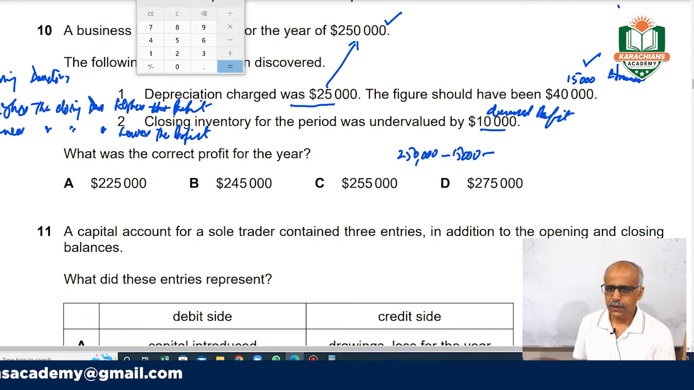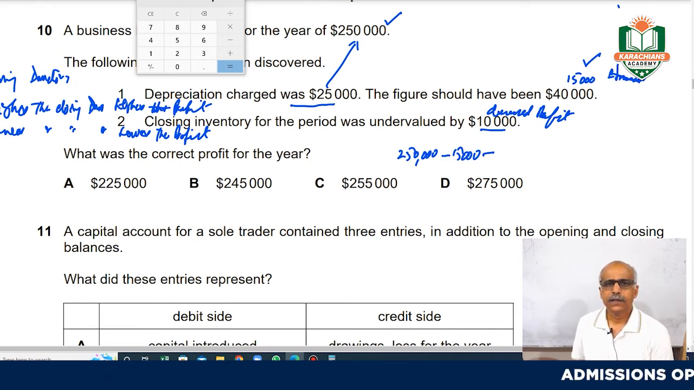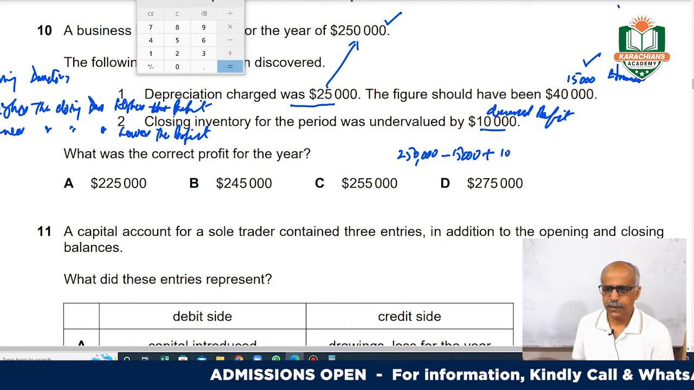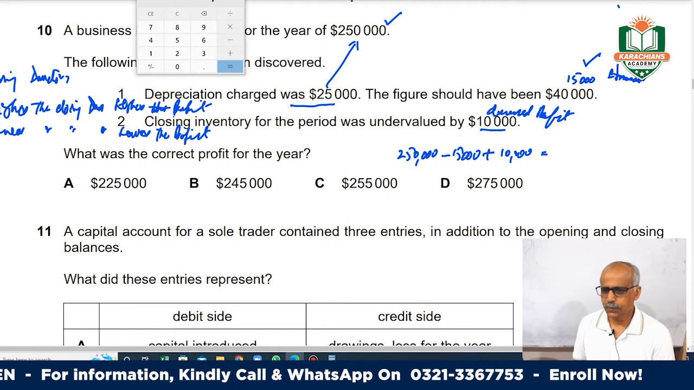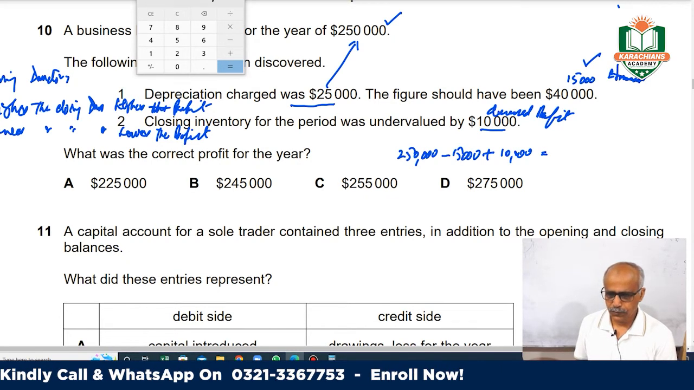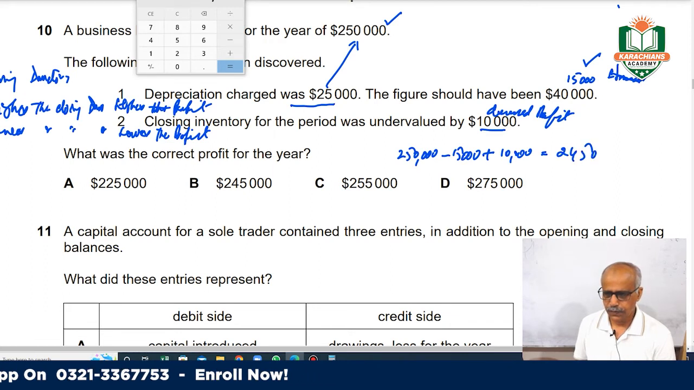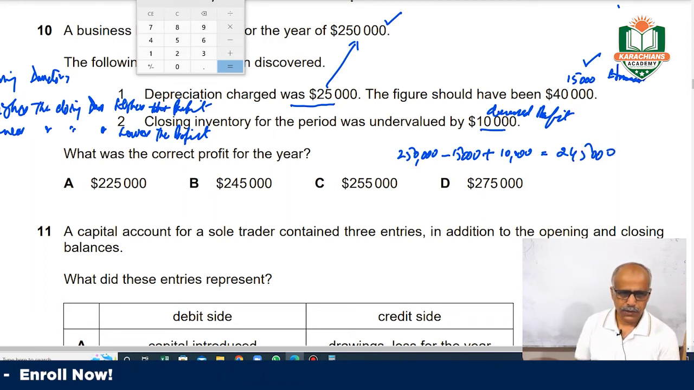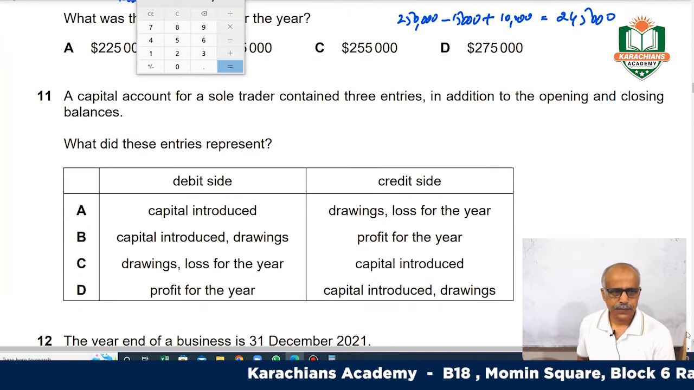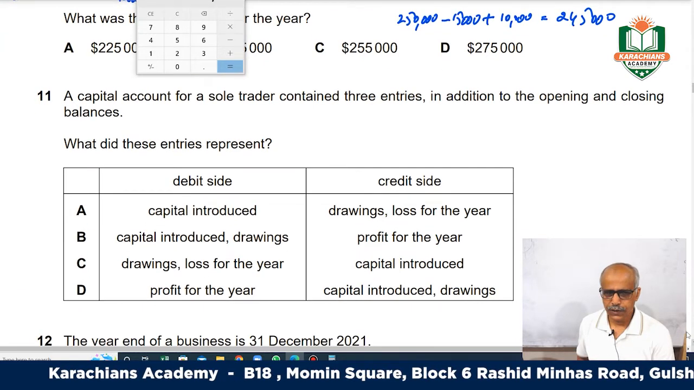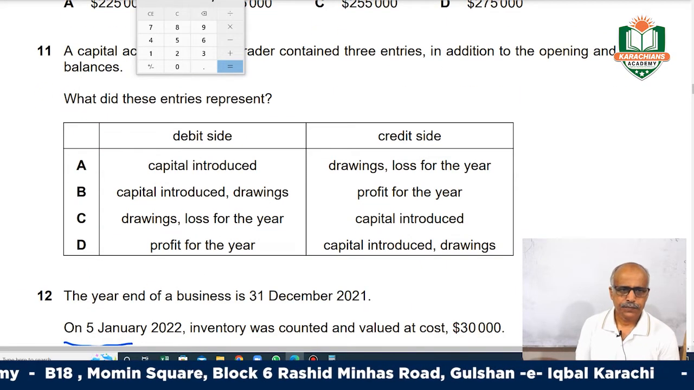And what about this? By 10,000 of inventory undervaluation, you understated your profit. So 10,000 you have to add. So how much would the answer be? 250 and 245,000. So your answer would be B. Okay, we are done with question number 10. Move on to question number 11.